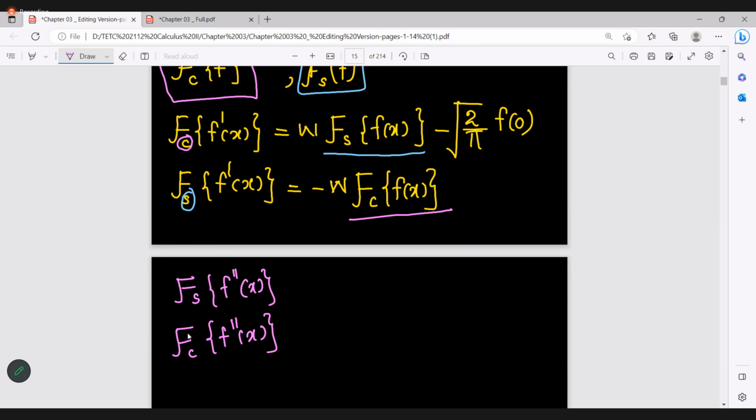So to obtain these two results, we can start from this expression, but the function we are considering here is not f of x, but f dash x. Can you try to obtain an expression by substituting f dash x instead of f of x in the right hand side of these two expressions?